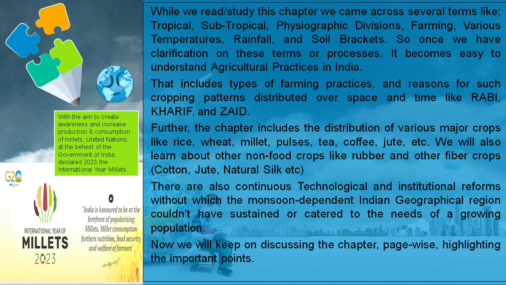Rabi, Kharif, Zaid. Further, this chapter includes the distribution of various major crops like rice, wheat, millets, pulses, tea, coffee, jute, etc. We will also learn about other non-food crops like rubber and other fiber crops like cotton, jute, natural silk, etc. There are also continuous technological and institutional reforms without which the monsoon dependent Indian geographical region couldn't have sustained or catered to the needs of the growing population.